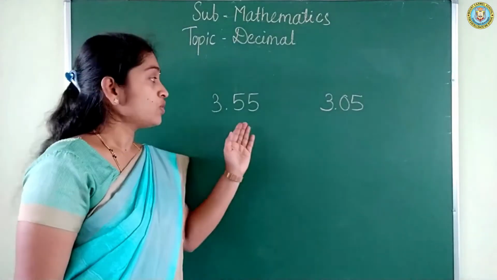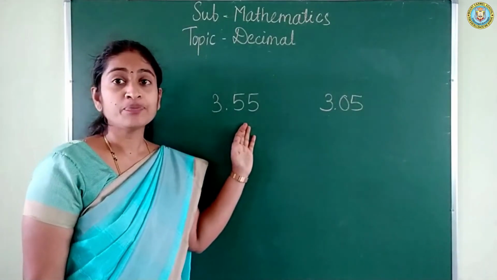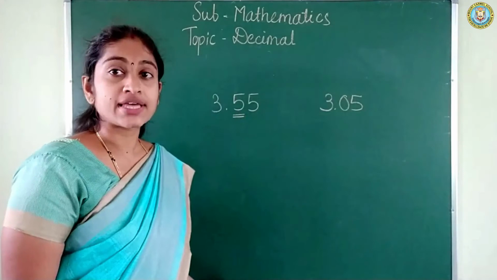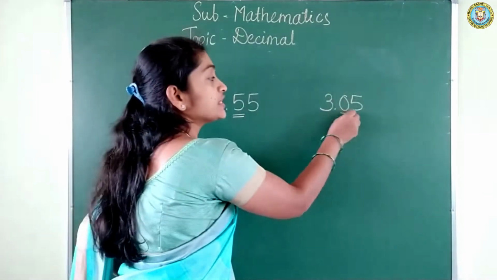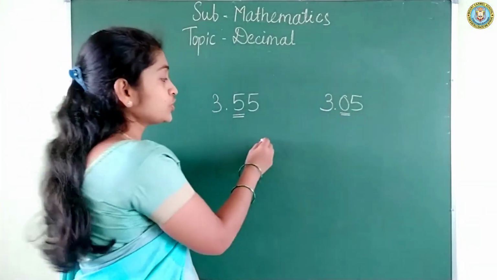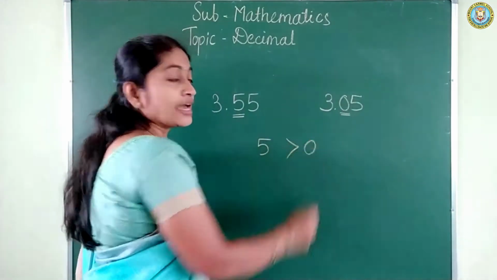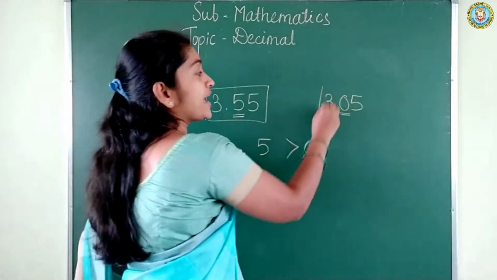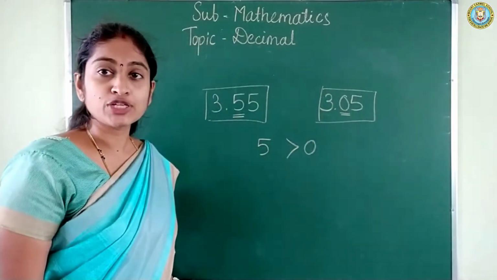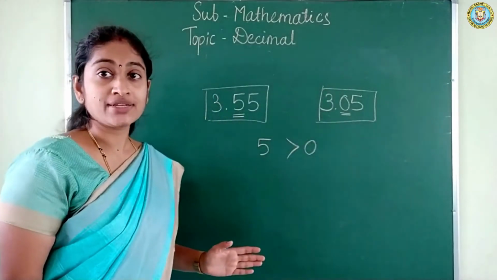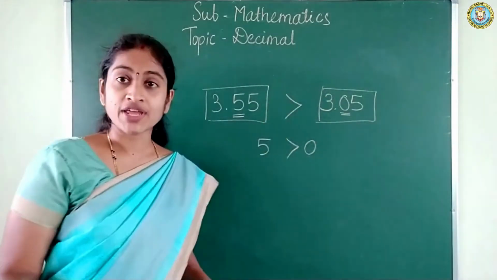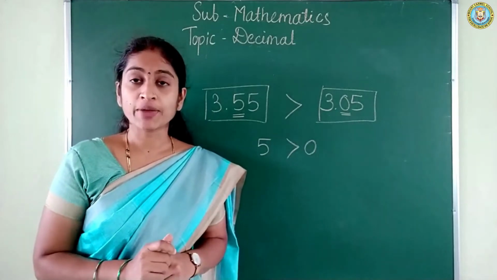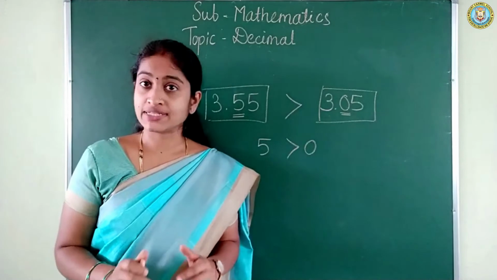Now, we have to move to the next number, which is after the decimal point. See here, after the decimal point 5 is there, and in the second number after the decimal point 0 is there. So, we know 5 is always greater than 0. So, this number is greater than this number. Isn't it, my dear students? Then, which sign do we have to write here? This one. Very good. Like this, we have to compare two decimals. Okay, this is about comparing decimal numbers.